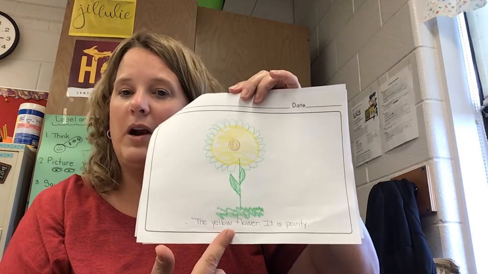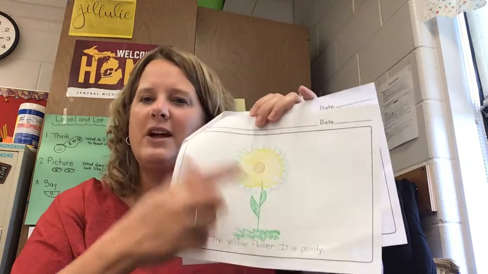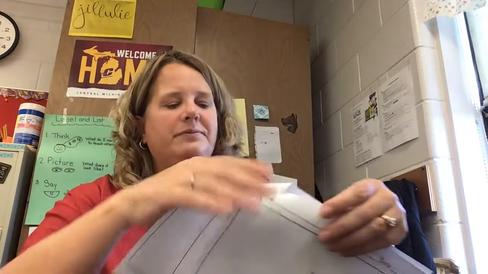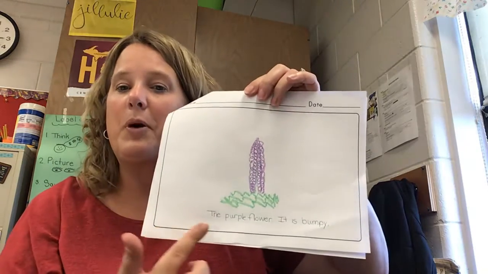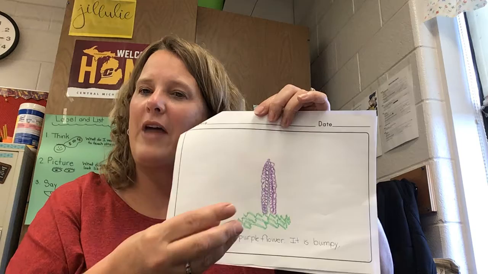The yellow flower, it is pointy. Ooh, that's a describing word on how it looks. The edges are pointy. The purple flower, it is bumpy. That would describe how that one would feel. So I added some words to tell a little more about my flowers.